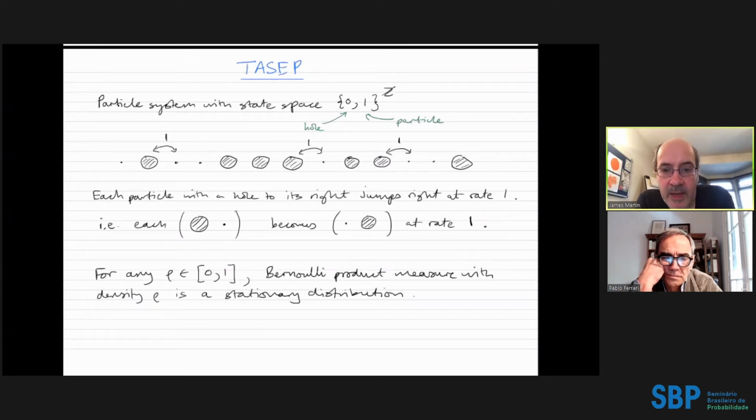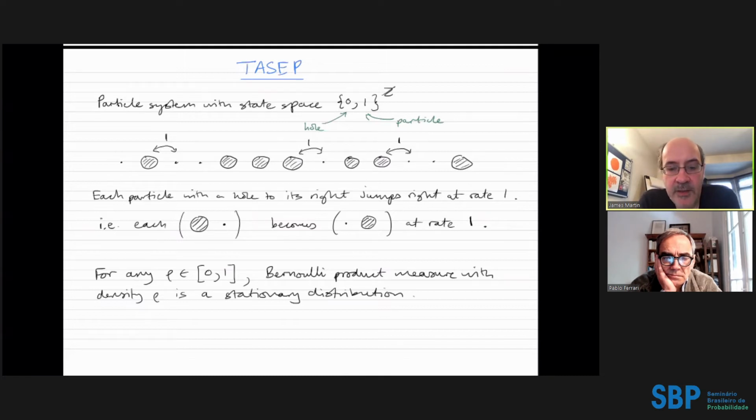So the TASEP is a particle system on Z, and each site of Z has either a hole or a particle. If we call the holes 0 and the particles 1, then we've got state space {0,1}^Z. And the dynamics are that each particle which has a hole to its right jumps to the right at rate 1.